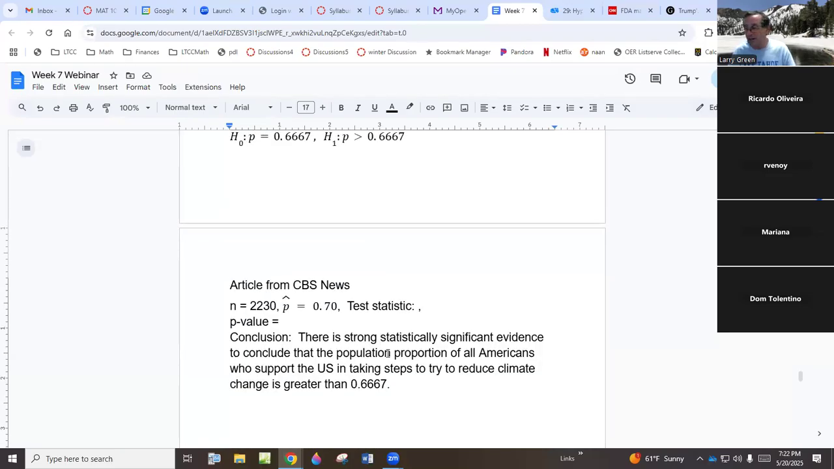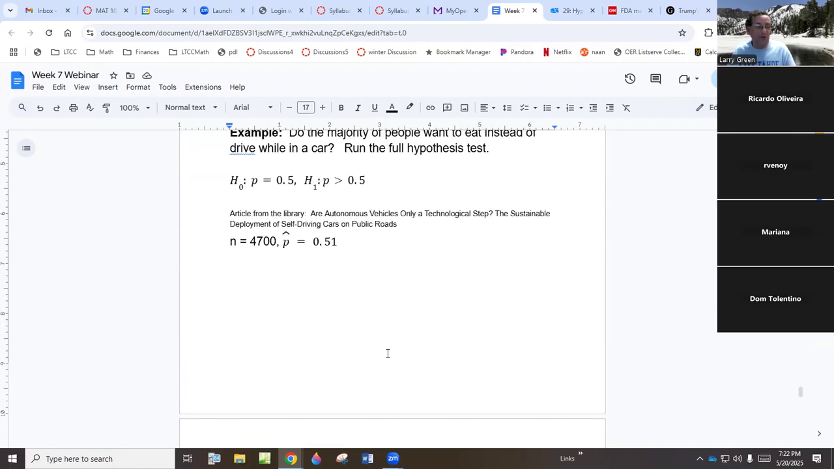Any questions on this example? Any questions? Okay, I have other examples, but we can only do so many.